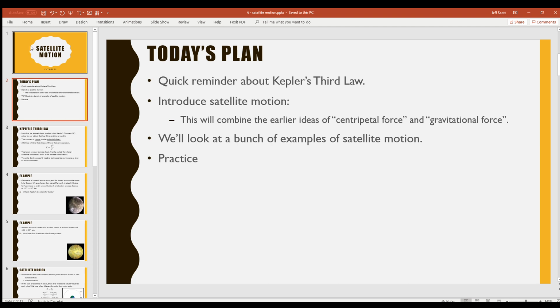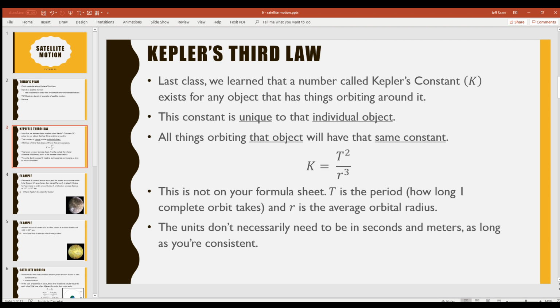So for today's plan, we're going to do a quick reminder about Kepler's third law. We're going to introduce satellite motion. This is going to combine the earlier ideas of centripetal force as well as gravitational force. Then we'll look at a bunch of examples of satellite motion, and then of course we'll get some practice. You do not need to write the slide down, so there's no reason to pause.